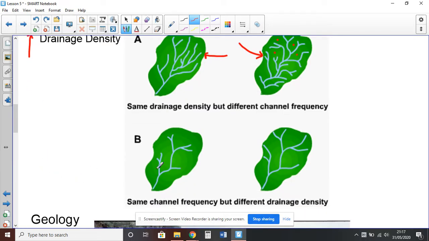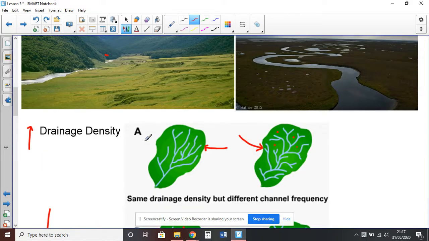If a drainage basin has quite a low drainage density, that means there are relatively few channels. So when water falls on a landscape, you can see these red dots, it's got quite a long distance to travel before it gets to a river. Therefore, it will take longer, and those rivers won't rise so quickly. All right, almost done now.